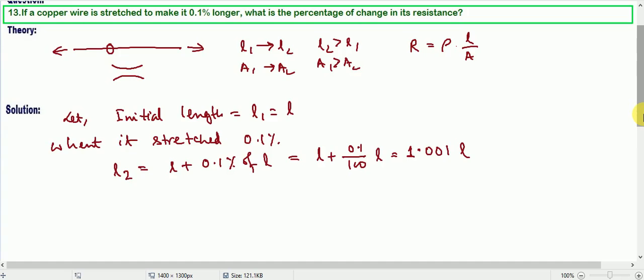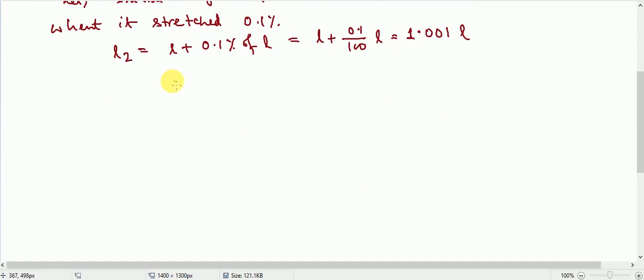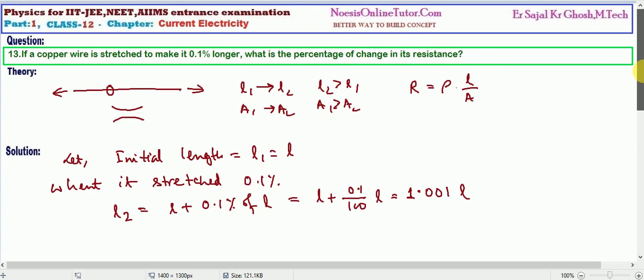Now, when length is increasing, area is decreasing. Already I have told, as length is increasing, area is decreasing, but volume should be constant. That means V1 should be equal to V2, because volume equals area into length. If L is increased, then A should reduce to compensate and keep the volume at a fixed value.